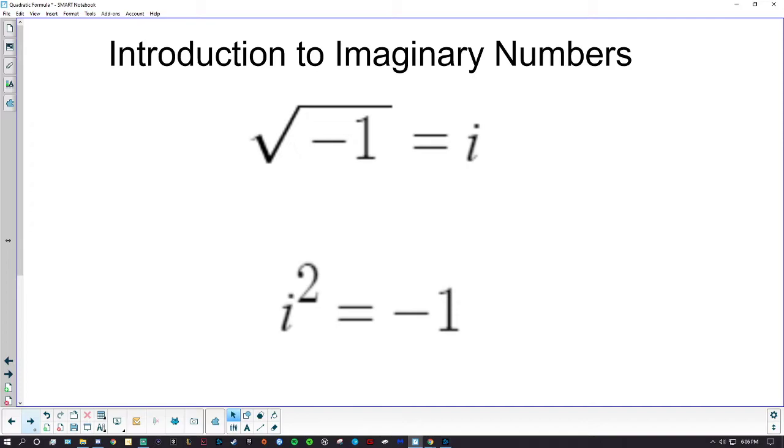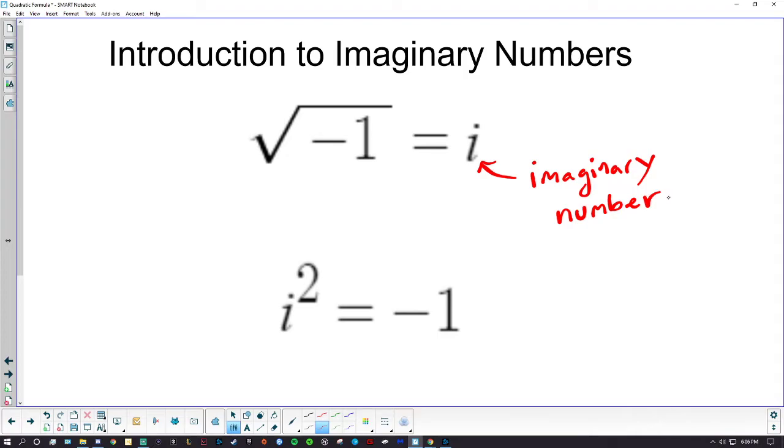So here is our definition. We have 2 of them, and you need to write these both down as well as the introduction to imaginary numbers at the top of your screen. The square root of -1 is i. i represents our imaginary number, our complex number. The square root of -1 is i. Okay, so a couple things you might want to give yourself. This i is the variable we use for an imaginary number.